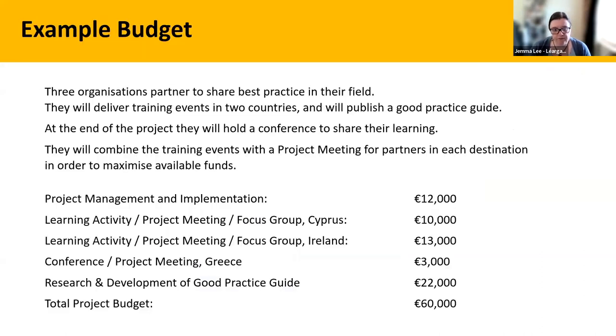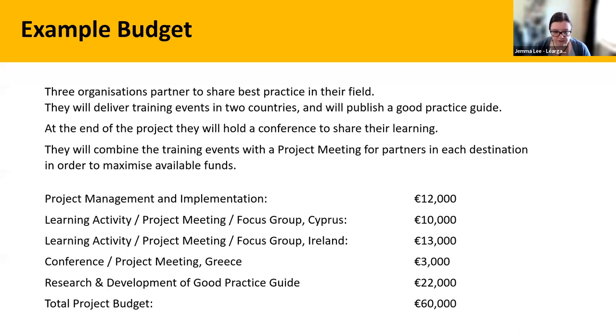This is a slightly bigger one then. So this is 3 organizations that are coming together to share best practice. They're going to deliver training events in 2 of the different countries, and then they're going to pull a lot of work together to develop a good practice guide that they can all add to and all use and learn from. They're also going to have a big conference at the end of the project.